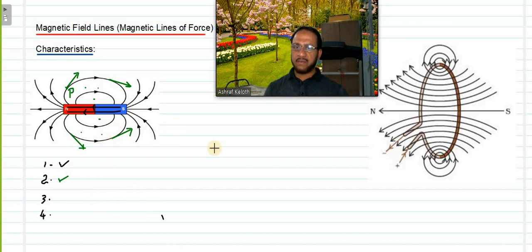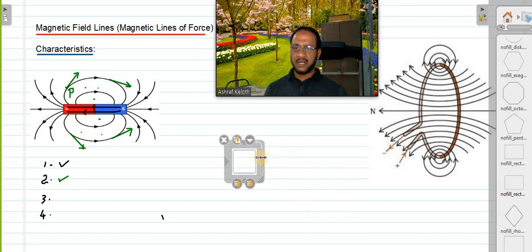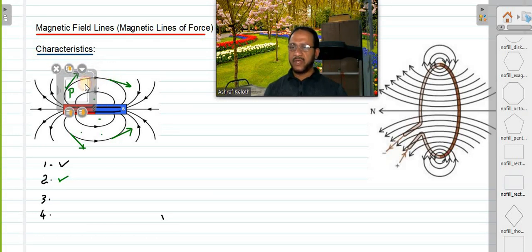Now the third one is this one. Listen here. Suppose I am taking a unit area. Imagine this is a unit area, 1 centimeter length and 1 centimeter breadth. Now how many lines of force or how many magnetic field lines are passing through this? So 2 lines are passing through this.